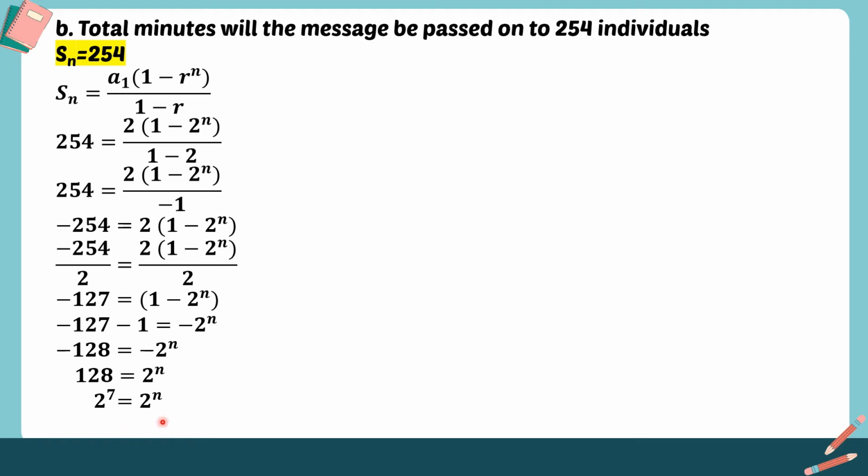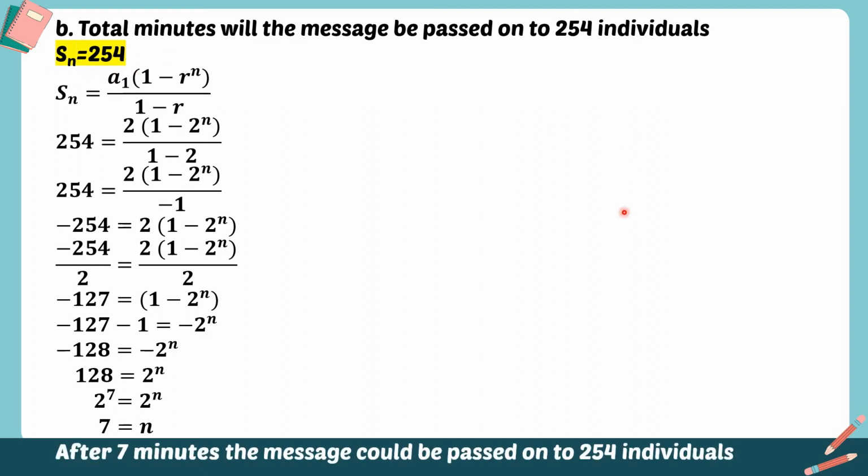And then, since parehas na sila ng base, pwede na natin i-conclude na equal yung kanilang exponent. So, it means we have now 7 is equal to n. So, ang n natin ay 7. It means, after 7 minutes, makaka-receive na ang 254 individuals ng same message from the relay.